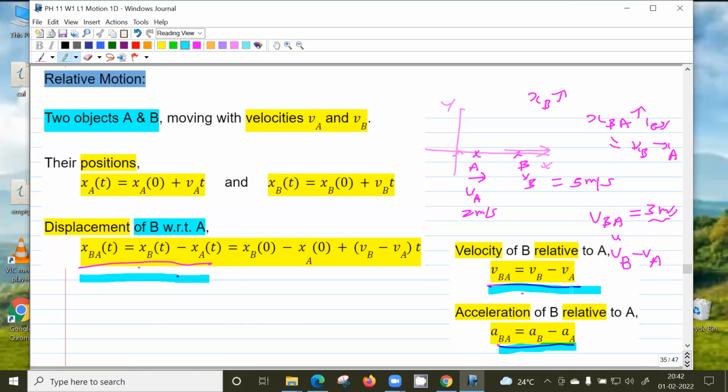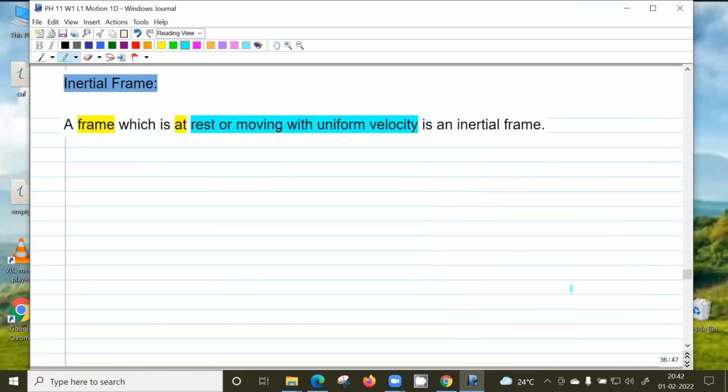Okay, actually the relative motion problems that are asked in the test are 2D motion problems. Yes, sir. We got both kinds of problems. Okay, you know what an inertial frame is? The frame which is at rest or moving with uniform velocity. Okay.